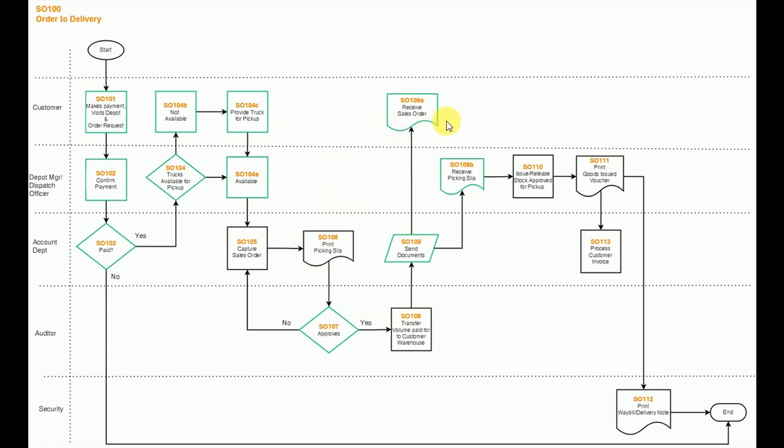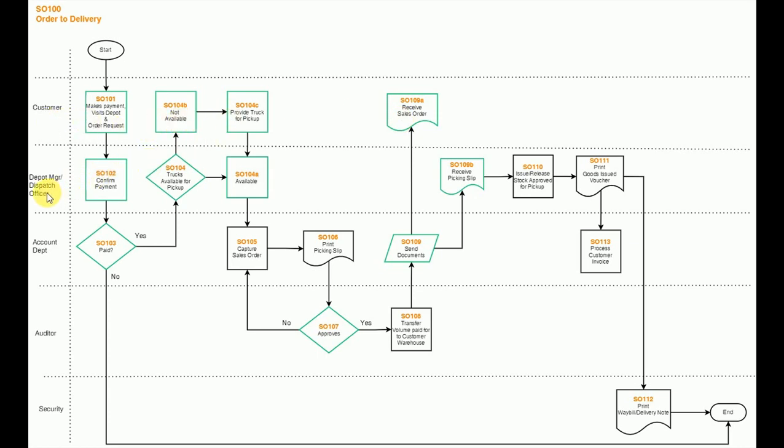Now let's look at the same process within Sage 200 Evolution. Before we look at that, let's look at the participants that we will be needing within the system. If you look at all this, the customer definitely will not be using the system. So you can see everything in green here. All these activities are in green. So the customer won't be using the system at all.